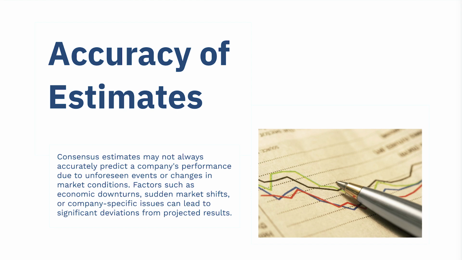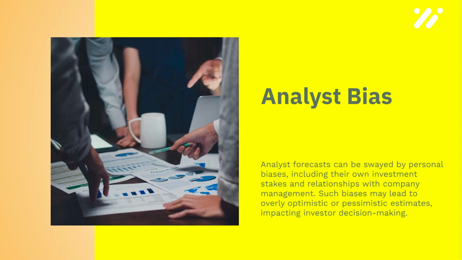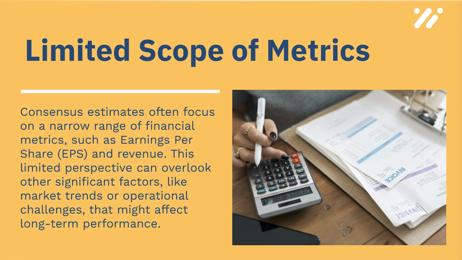Accuracy. Consensus estimates are not always accurate. Unforeseen events or changes in market conditions can significantly impact a company's actual performance. Analyst bias. Analyst forecasts can be influenced by various factors, including their own investment positions, relationships with company management, and overall market sentiment. Limited scope. Consensus estimates typically focus on a limited set of financial metrics such as EPS and revenue. They may not fully capture all the factors that can impact a company's long-term performance.